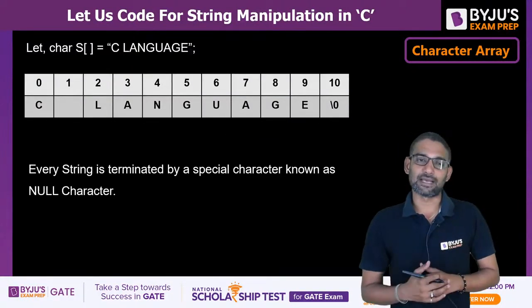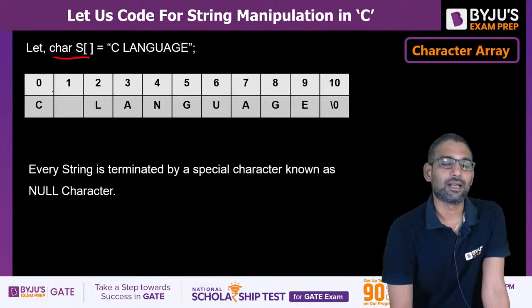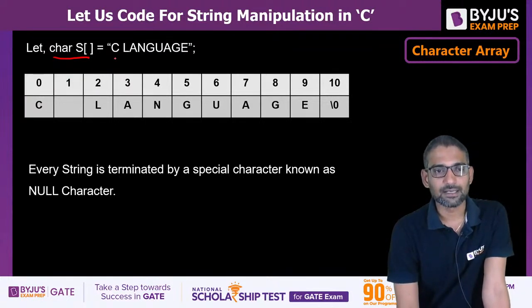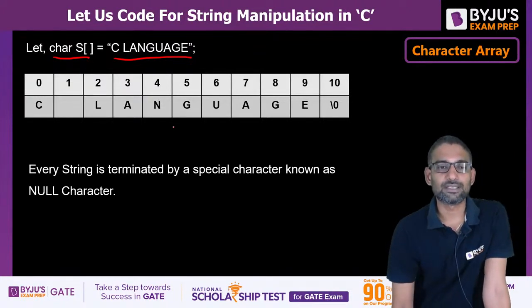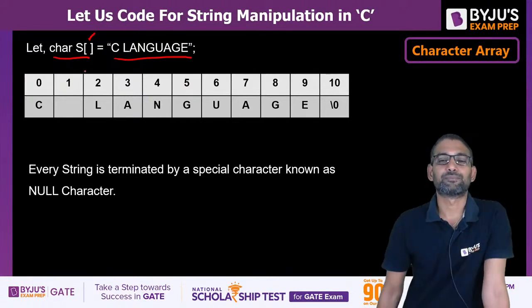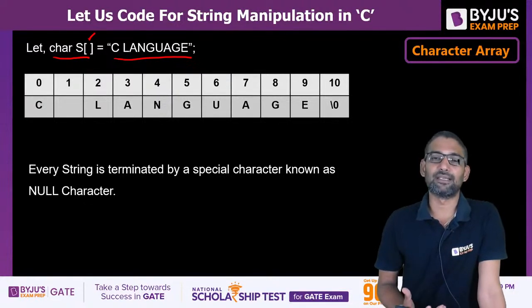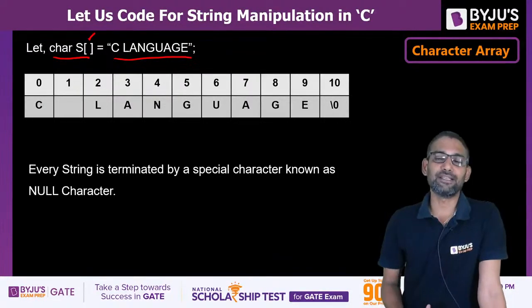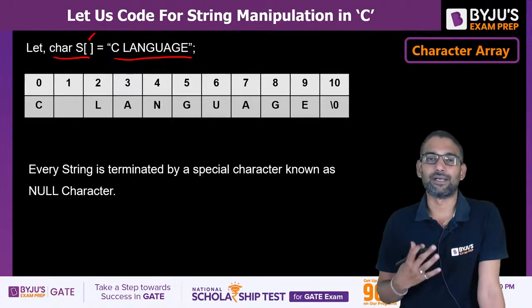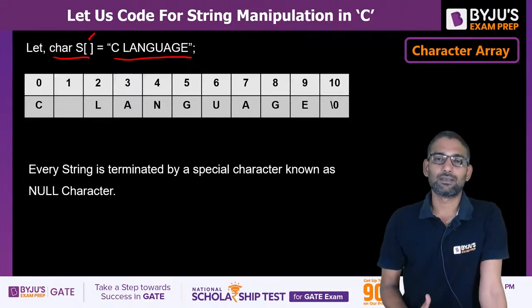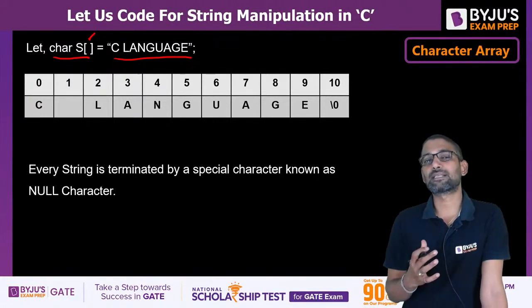So let's see the example. Suppose I am creating a string as char, and I would like to assign the characters as the C language. You can see I have missed the size. In the arrays discussion, in the one-dimensional array discussion, we have already learned that whenever we are assigning the values at the time of declaration, size may be omitted. So using that rule, I have not given the size here. So automatically the size will be taken.